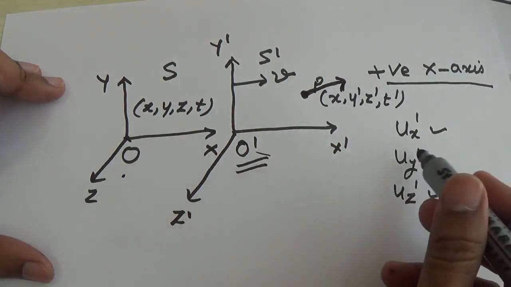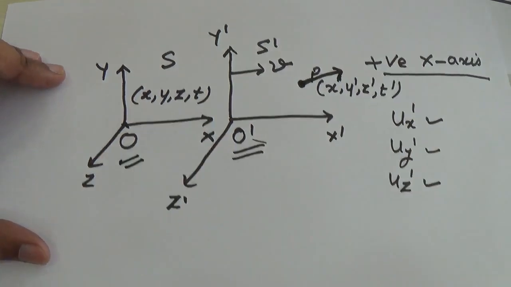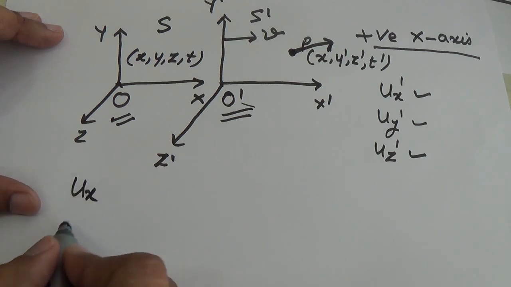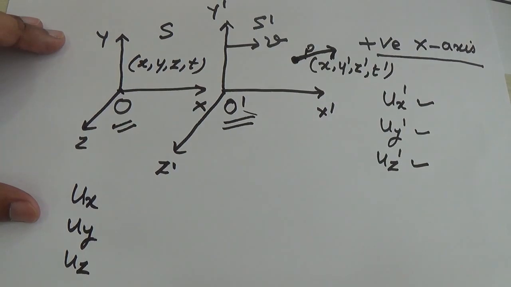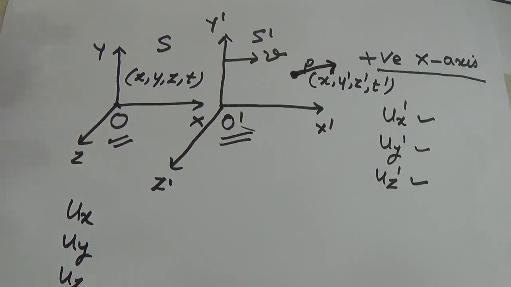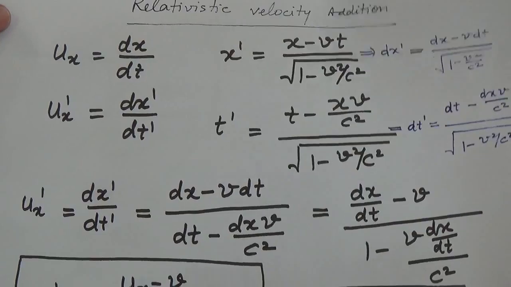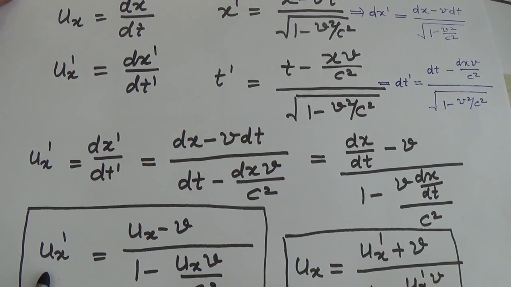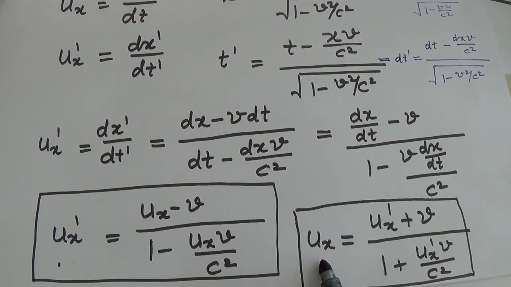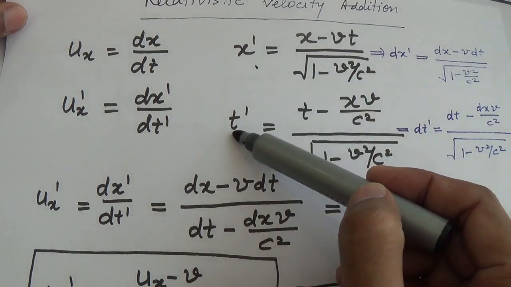If I have to find out the velocity components according to the O observer, they will be ux, uy, and uz, and one can find out these components with the help of the Lorentz transformation. As you have seen in the earlier slide, I found ux prime and ux with the help of the Lorentz transformation of x prime and t prime.